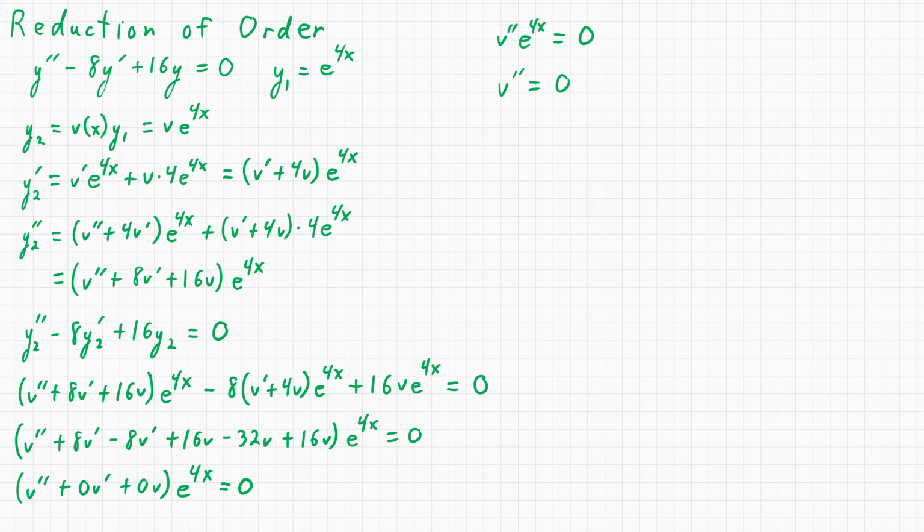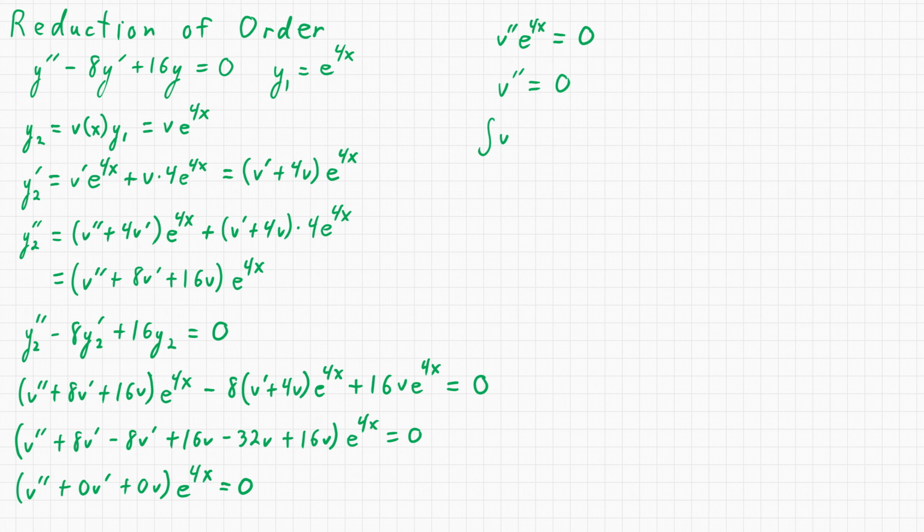Alright, so we went from a much harder differential equation, y double prime minus 8y prime plus 16y equals 0, to this much simpler to solve differential equation, v double prime equals 0. And this one is quite straightforward. We can just integrate it.